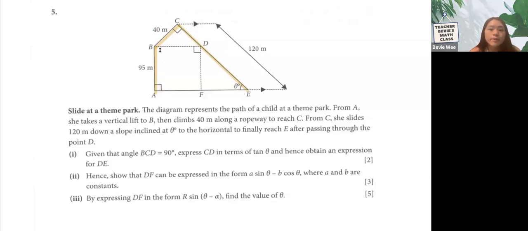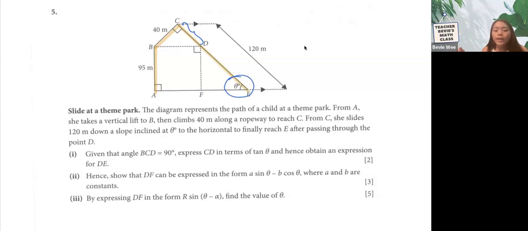How do we find CD in terms of tangent theta first? Anyone? Which triangle do you think we should look at? The clue is always to focus on your right angle triangle. Another thing is you must make sure that there is theta in there. They ask for CD, so which triangle should I be looking at? Most probably BCD, right? It is a right angle, but what are we missing there? I'm lacking theta. Theta is only found here.